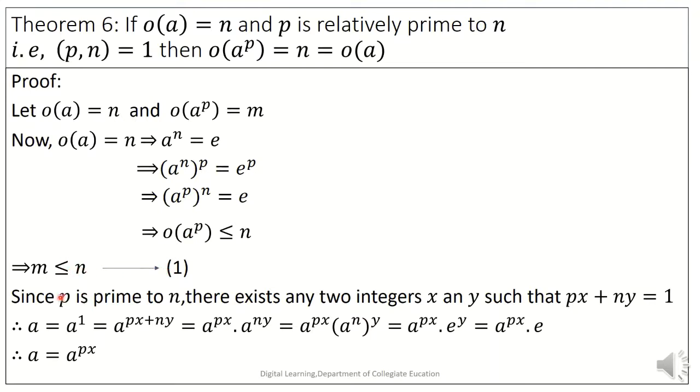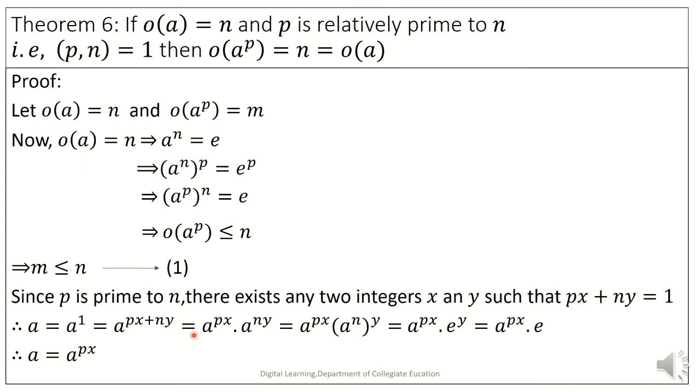In number theory, you learnt that since p is relatively prime to n, that means the GCD of p and n is 1, then there exist integers x and y such that px plus ny is equal to 1. Therefore, here a is equal to, I will write a as a to the power of 1. Here a to the power 1 can be written as a to the power of px plus ny.